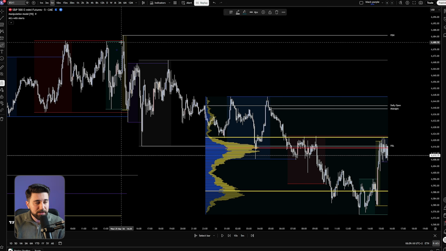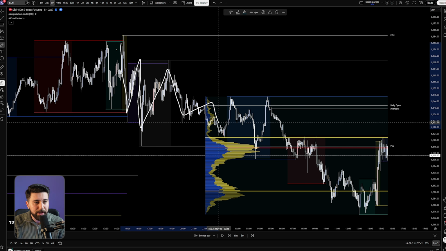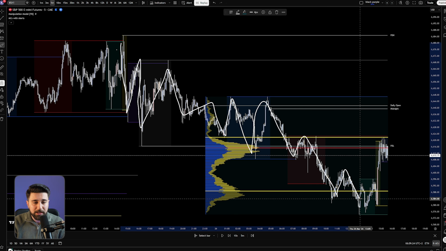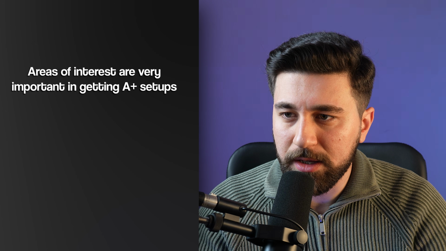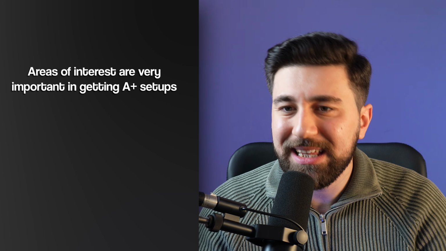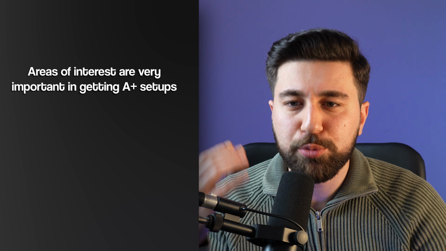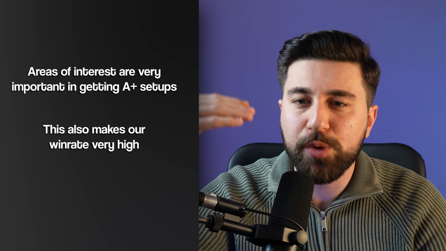So right here, as you can see clearly, we are in a bearish trend. Okay, so basically what we want to do is sell from this area. That is our first game plan. We always need areas of interest and key levels to get really high probability setups, so our win rate is always extremely high.